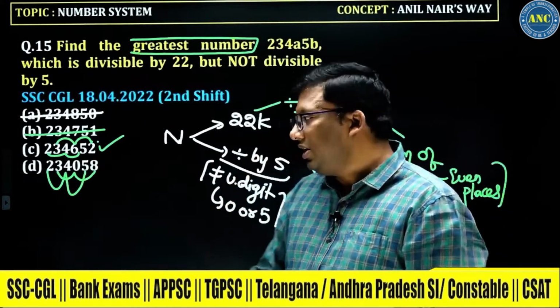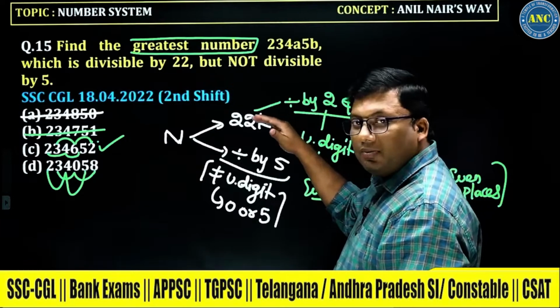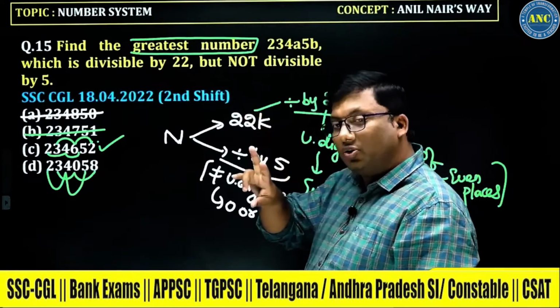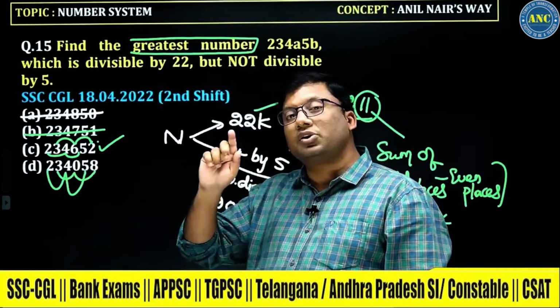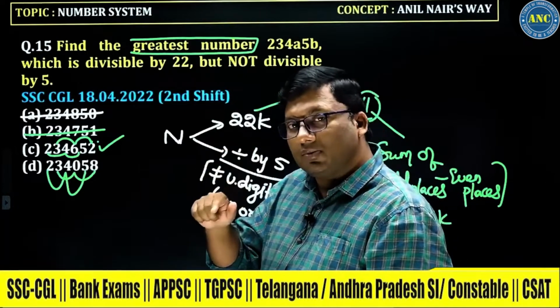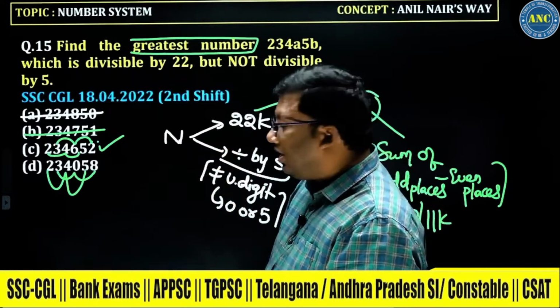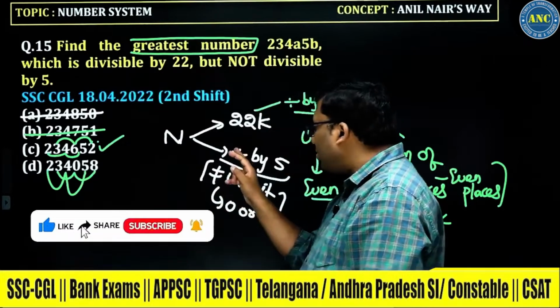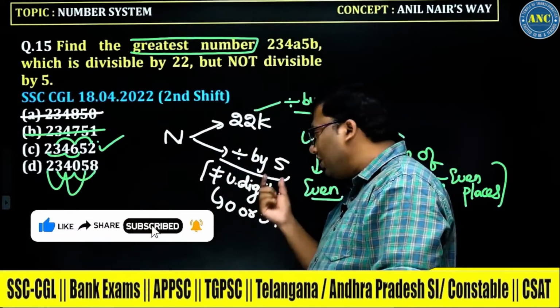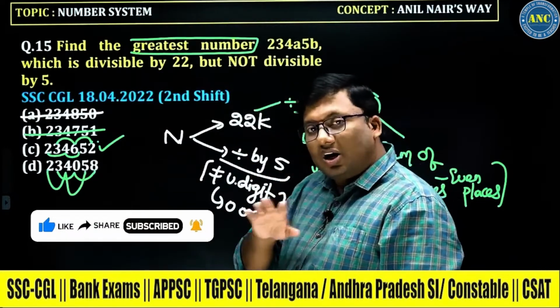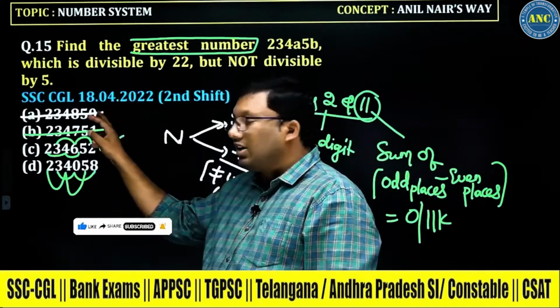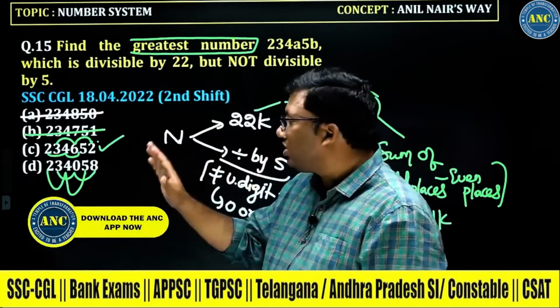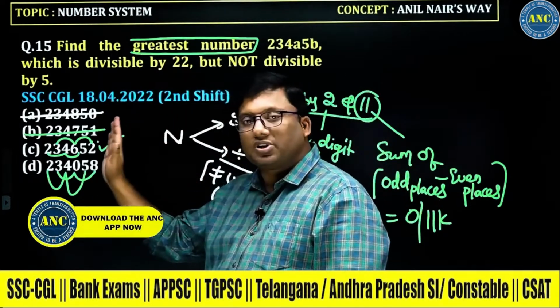Based on the divisibility rule, the number should be divisible by 22, which means it should be divisible by 2 and 11. Divisible by 2 means the unit digit should be an even digit, so option B is out. The number should not be divisible by 5, so the unit digit should not be 0 or 5. But here it is 0, so option A is out.